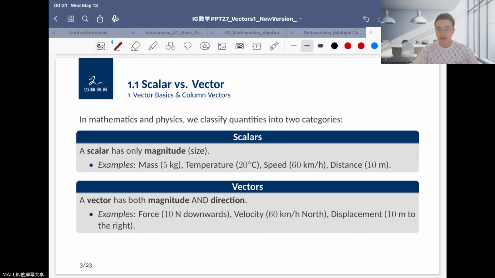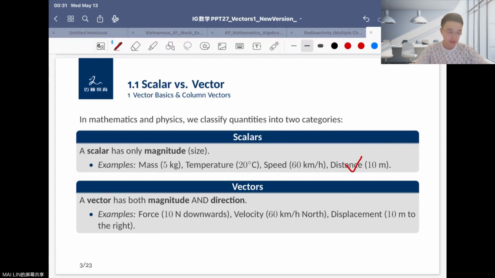So there's only the magnitude, or only the number, to represent the value of the mass, right? Okay, that is the first example. For a second example, we can take temperature, right? Temperature here is 20 degrees. We never say the temperature is positive 20 degrees, or 20 degrees on the left or 20 degrees on the right, right? So we can say it only represents the magnitude, or the size, okay? Also distance, like most of the time we say distance is 10 meters. We don't say the distance on the left is 10 meters or the distance on the right is 10 meters, right?